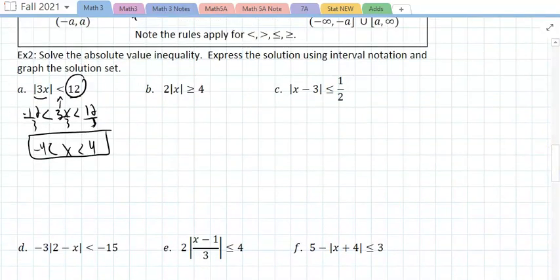That is, on a number line, I just put a line. I run the smaller on the left, the larger on the right, not included, there's x, and negative 4 to 4.